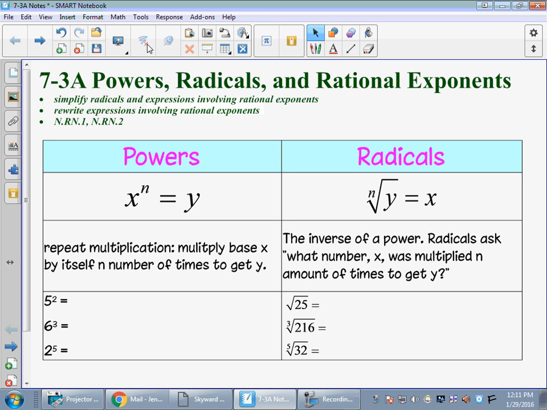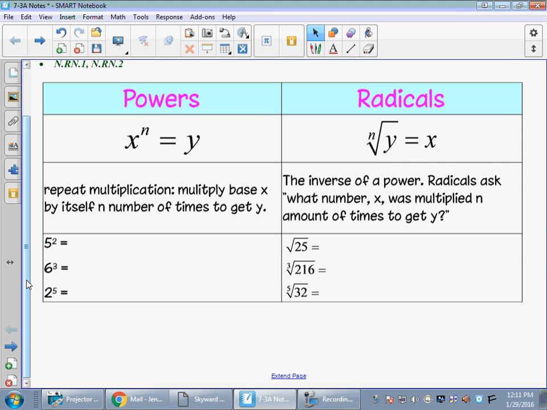So I know when we talk about x's and n's and y's, it's a little confusing. So let's use these three examples here. So this 5 squared, right? Remember 5 squared, the little 2 means squared. It means multiply 5 by itself twice, and you get 25. Come across the page, and you can see that this little symbol is asking, what number did you multiply by itself twice to get 25? Now this is called a square root.